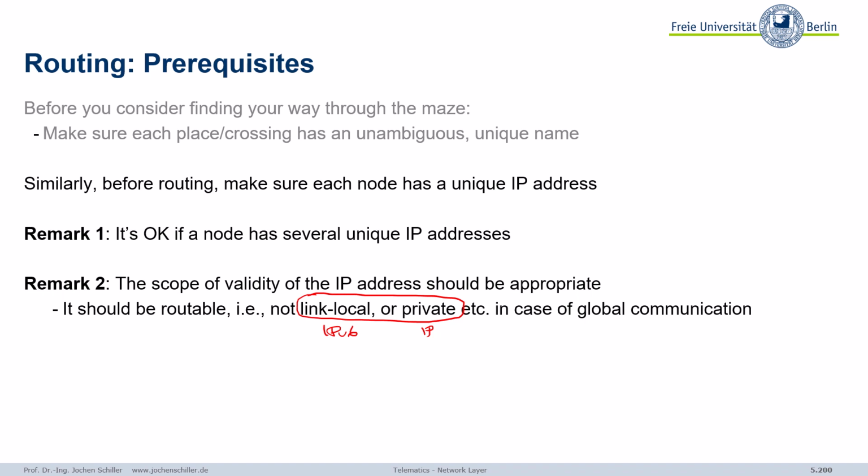So in version 4, for most of the home users, you have this 192.168.x.x. These addresses cannot be used for routing. So for global communication, we need globally unique IP addresses. So, okay, prerequisites, very simple.